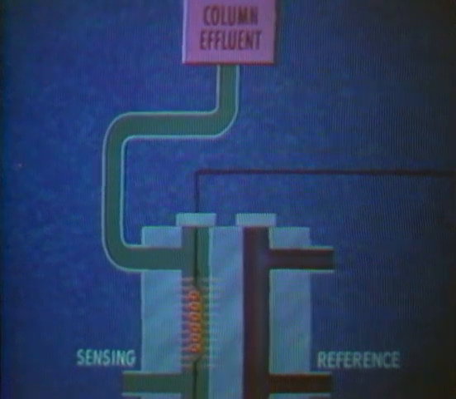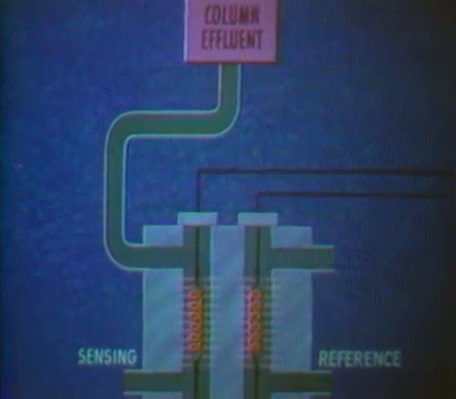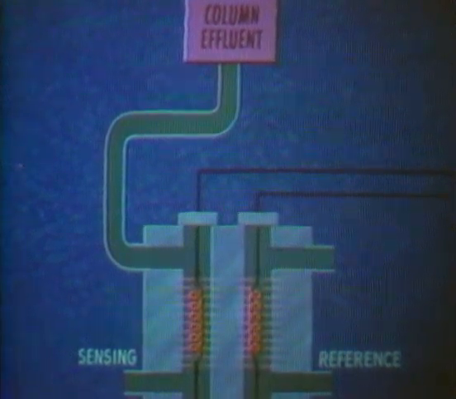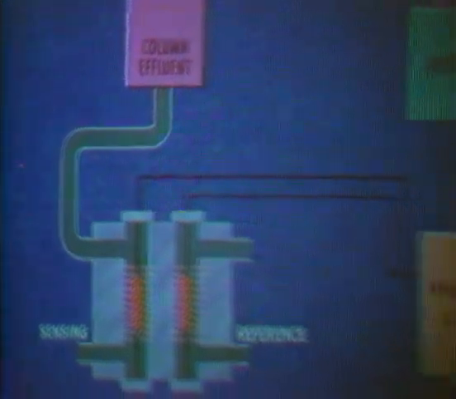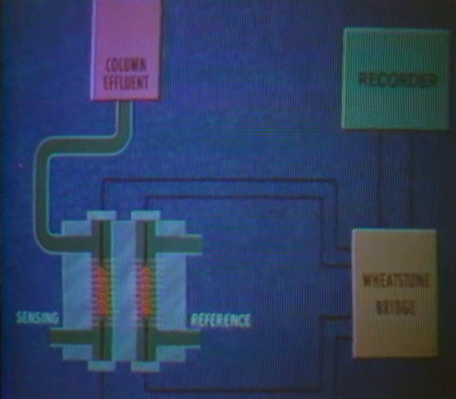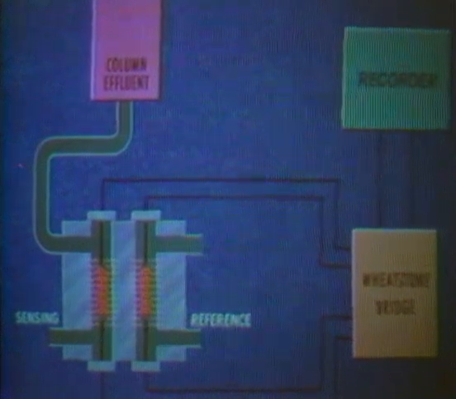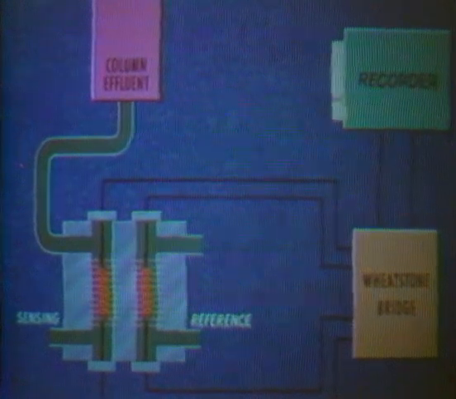Pure carrier gas is always flowing through the reference side. The 2 filaments are incorporated in a Wheatstone bridge connected to a recorder. As long as pure carrier gas is coming out from the column, the bridge is in balance, and the recorder traces a flat baseline.